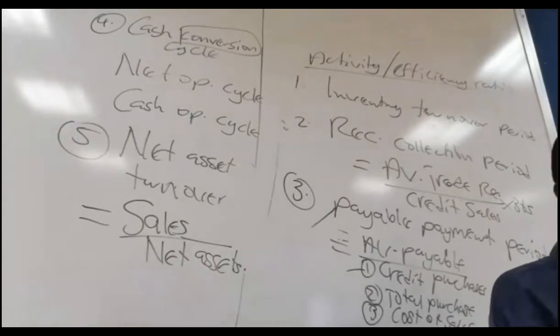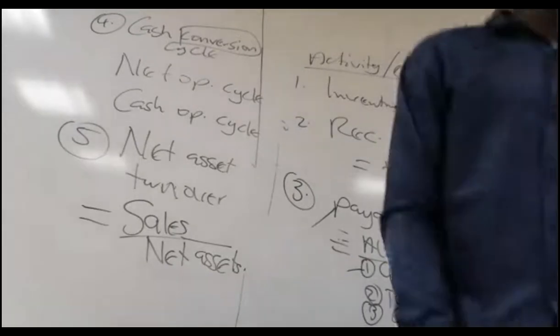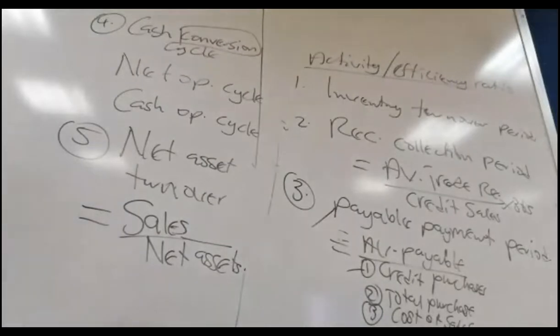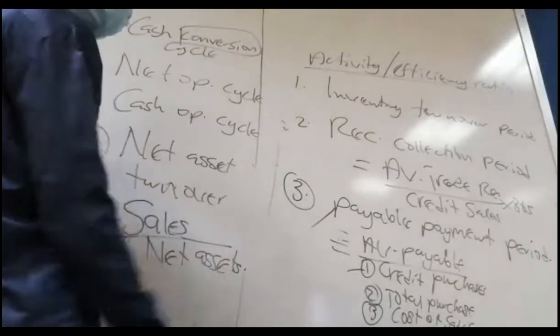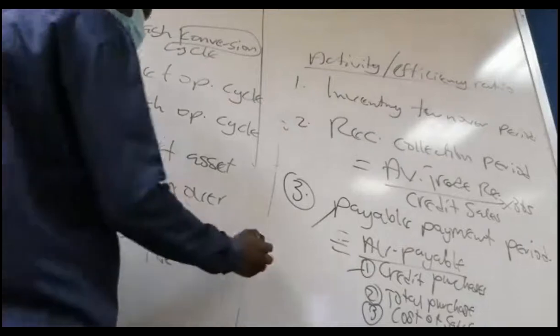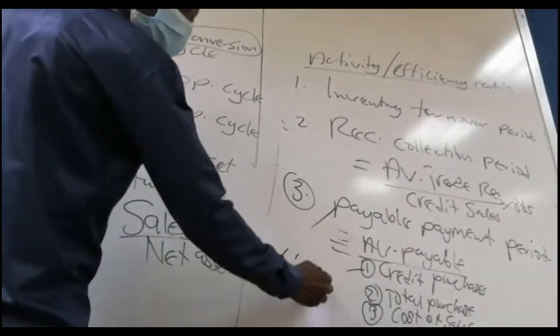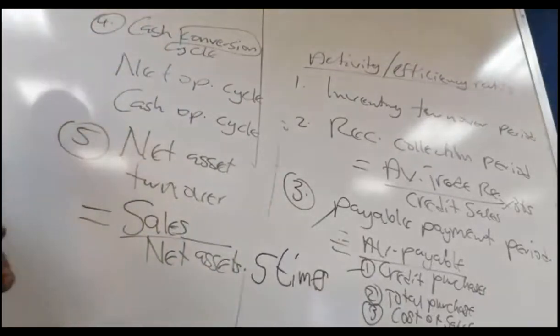Okay, good. So here, don't multiply by anything. And then what do you do? You leave the answer in times. So if you calculate to get, let's say, 5, just add "times" to it. So it will be 5 times. If you calculate to get 4, it will be 4 times.